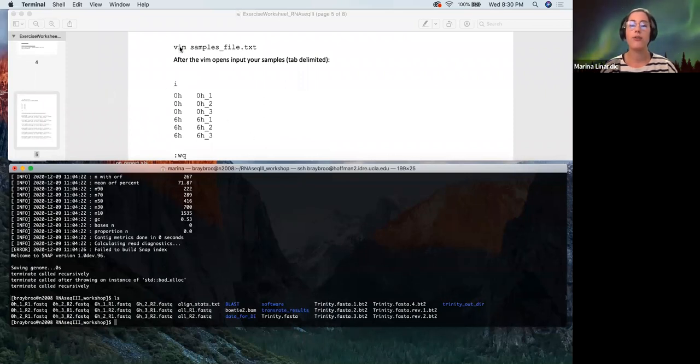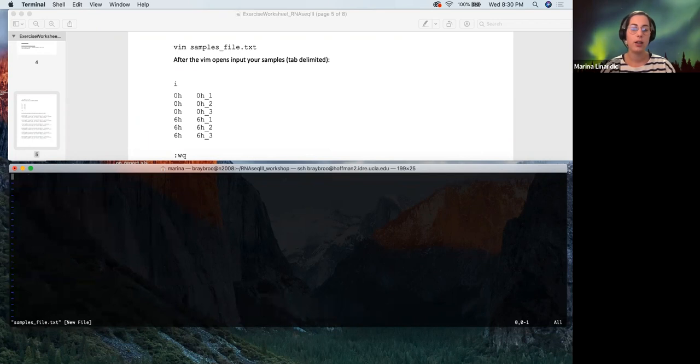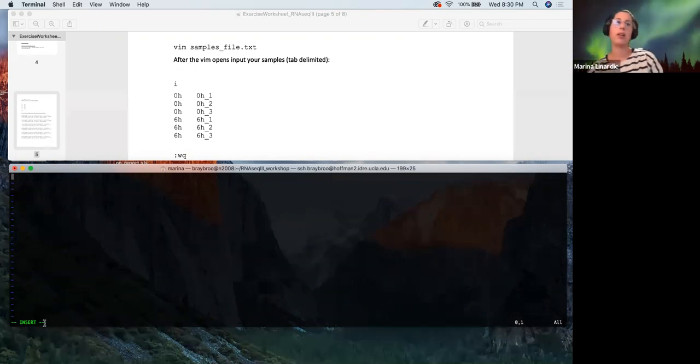So we're going to use Vim as the editor, and it's very easy. So you just do vim, and then followed by whatever the name of the file will be, which for us will be samplesfile.txt. Enter. This opens, we press I, and this will change into insert mode. So we can now start writing inside.